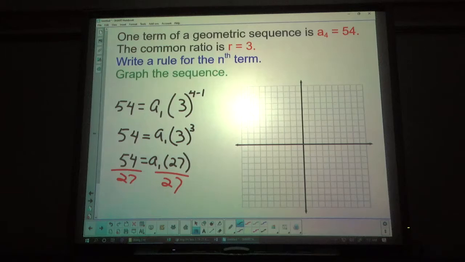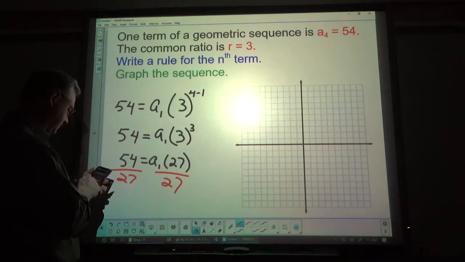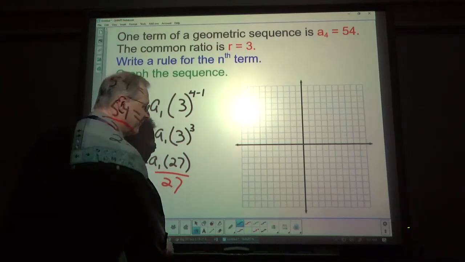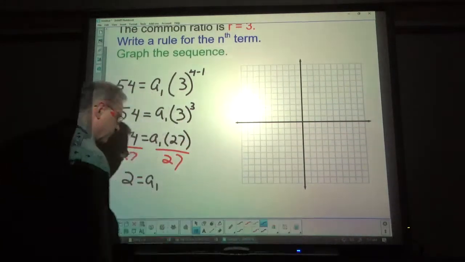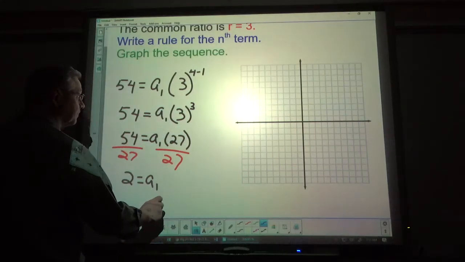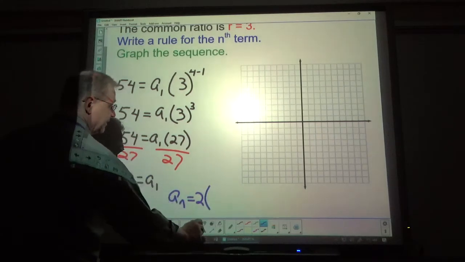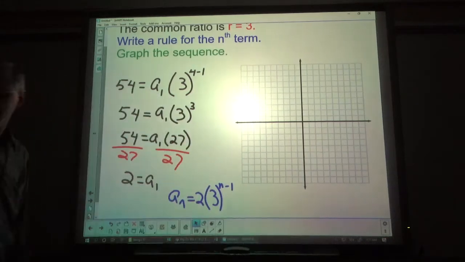Now, I know that 9 times 6, so let's see, what is that? Can't think today. Yeah, of course it's 2. 2 is a sub 1. All right, now I know that a sub 1 is 2, so therefore a sub n is 2 times 3 to the n minus 1 power. All right.